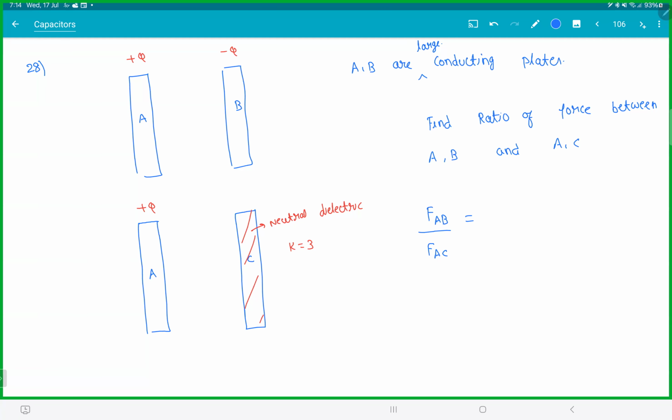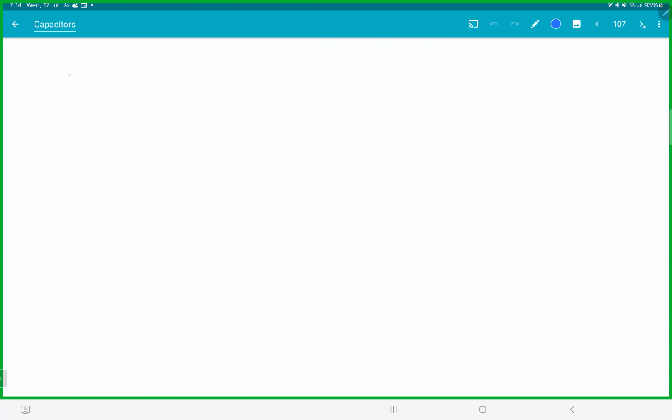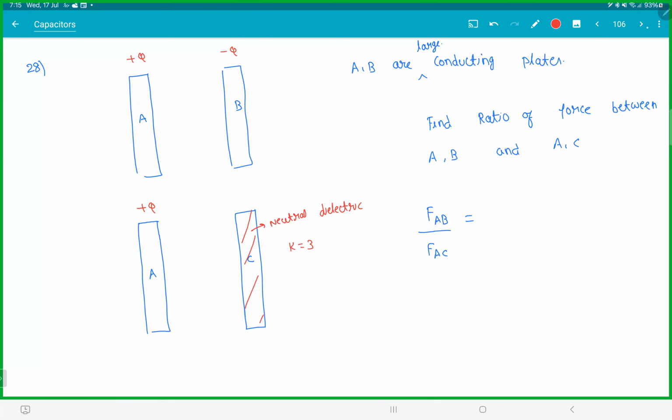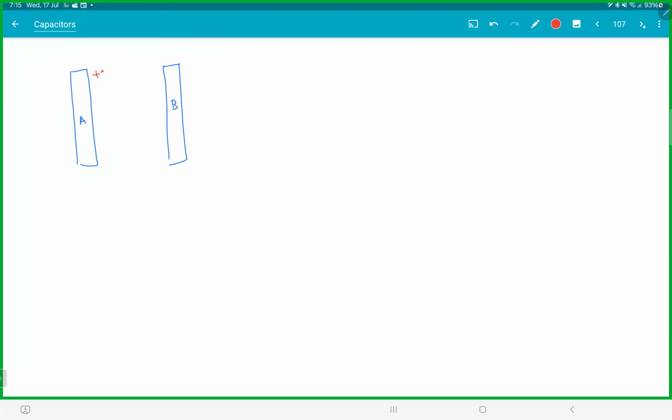Four. First, let's see the charge distribution. So between A and B, I hope you remember the charges will distribute as Q1 plus Q2 by 2, Q1 minus Q2 by 2. So in this case, this is plus Q, and this is minus Q. Outside will be 0, 0. So there's no problem anyway. The force between A to B will be simply minus Q square by 2A epsilon.